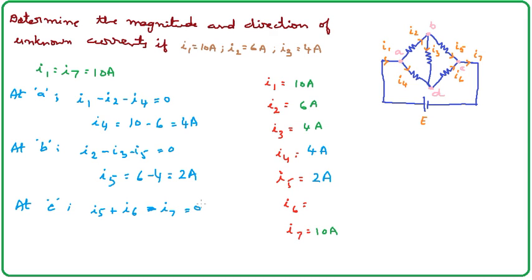What is the definition? The sum of entering currents is equal to the sum of leaving currents. Now we need to find I6 here. So I6 will be equal to I7 minus I5. I7 is 10 and I5 is 2, as we found here. So it is 8 ampere.